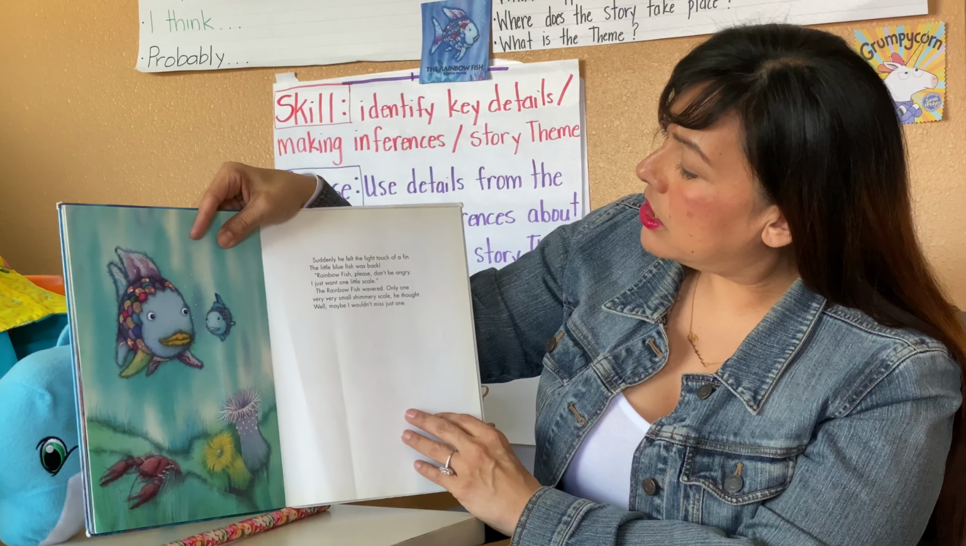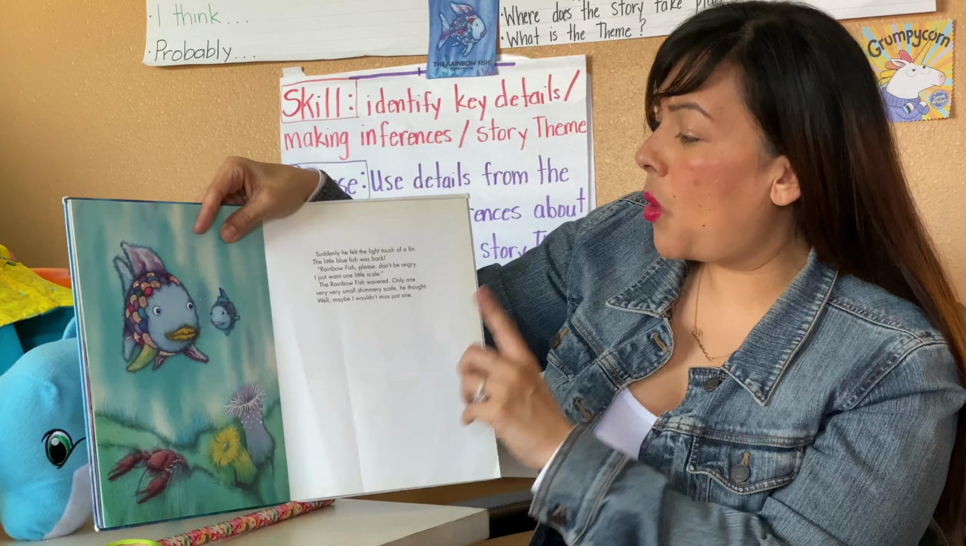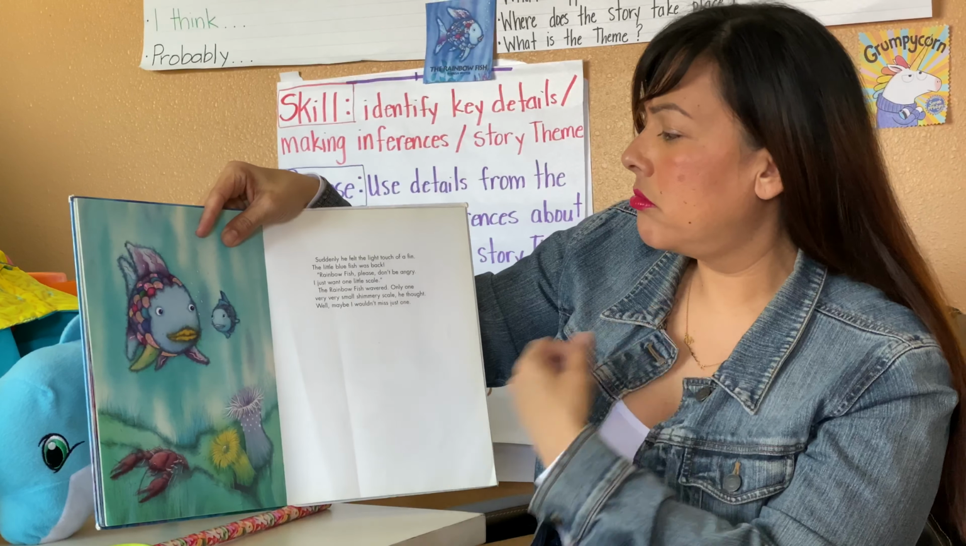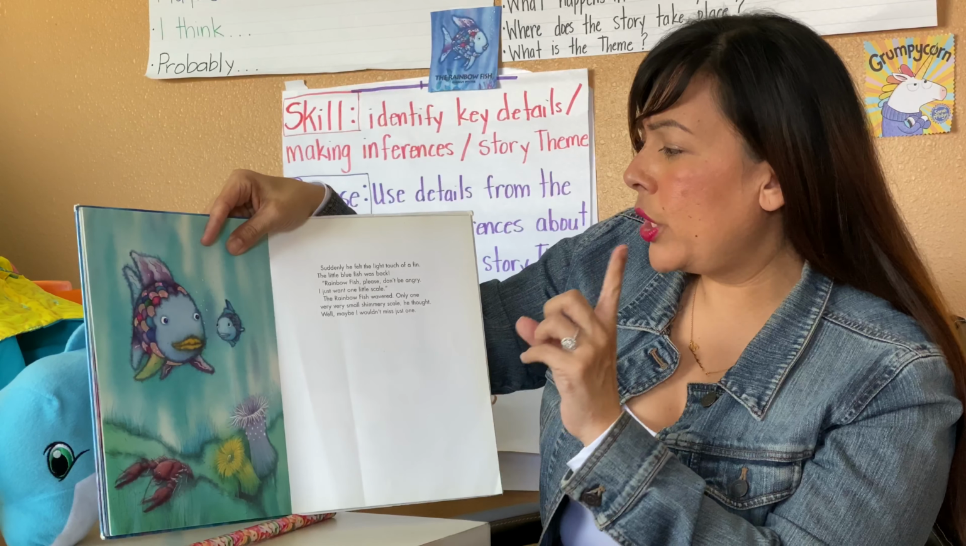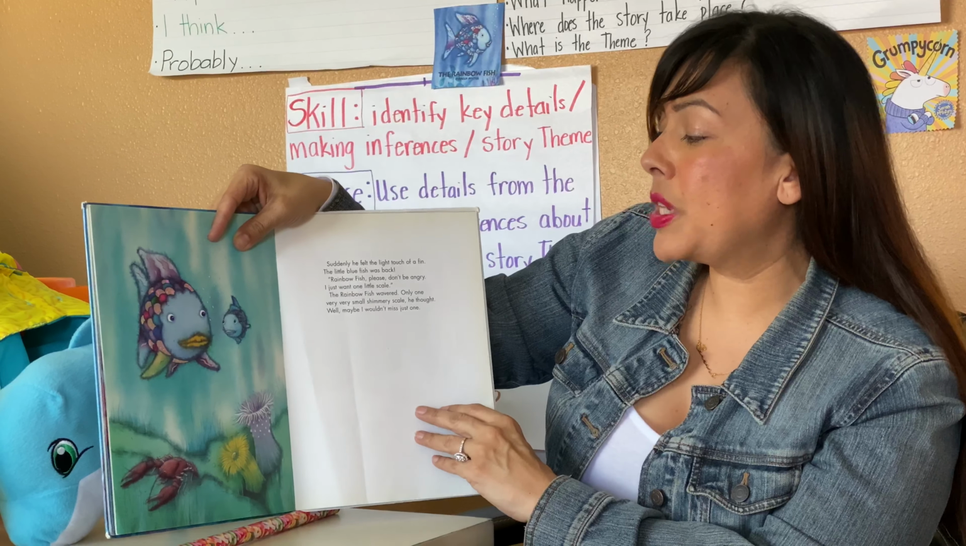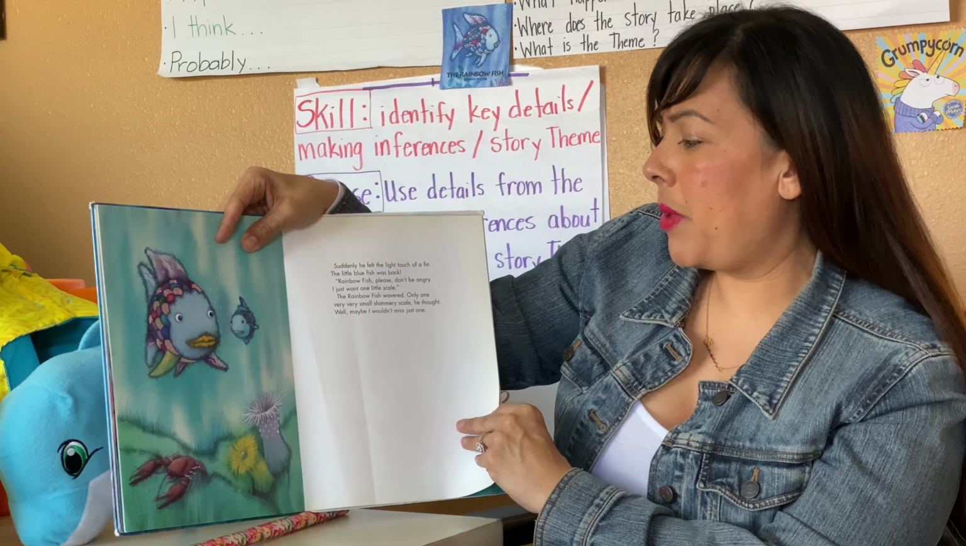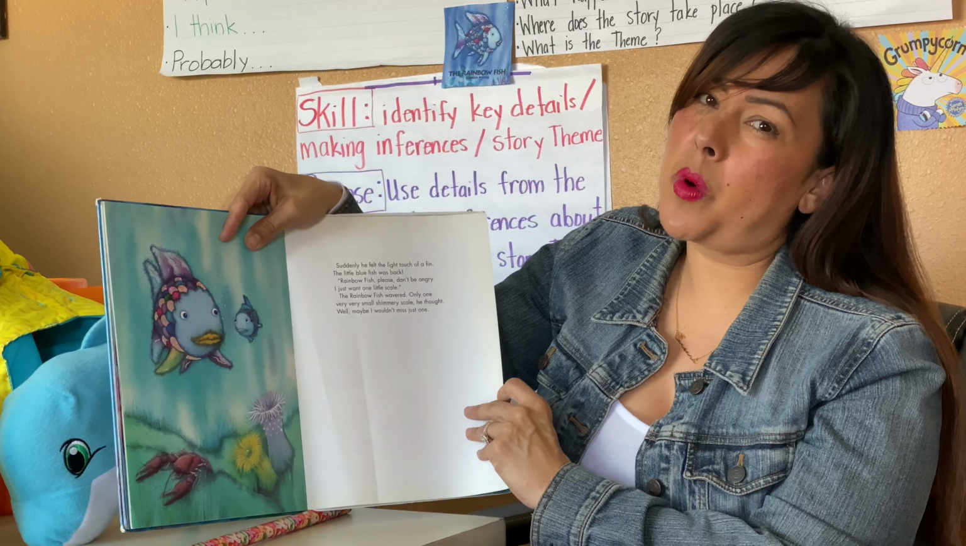Rainbow fish, please don't be angry. I just want one little scale. The rainbow fish wavered. Only one very, very small shimmery scale, he thought. Well, maybe I wouldn't miss just one.